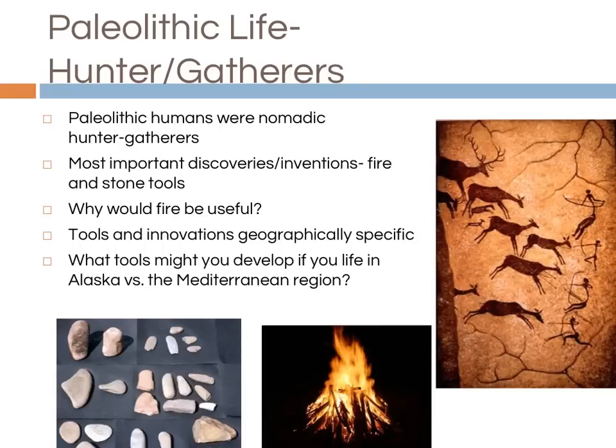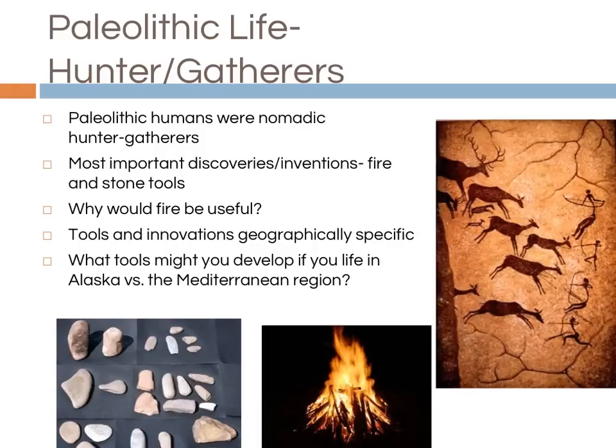So the most important discoveries or inventions of Paleolithic people were fire and stone tools. So people learned how to make fire when they wanted it to occur, and they made stone tools. So there's an example here on the bottom left of stone tools, and they may not look like much to us today, but people learned how to shape rocks to do different things, such as dig, break down animal carcasses, hammer, things like that. Fire would be useful for a number of different things: warmth, cooking, light.